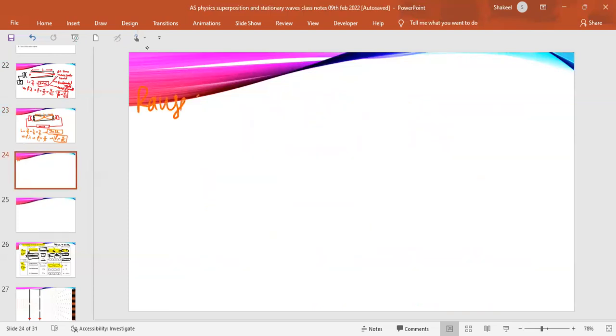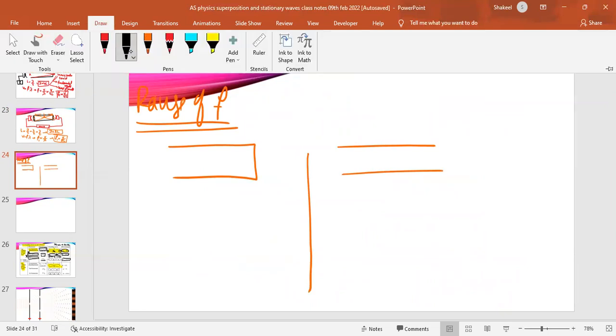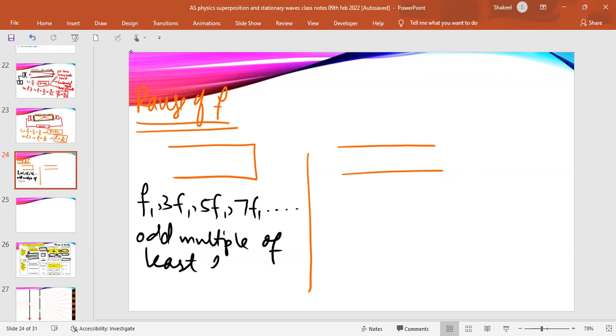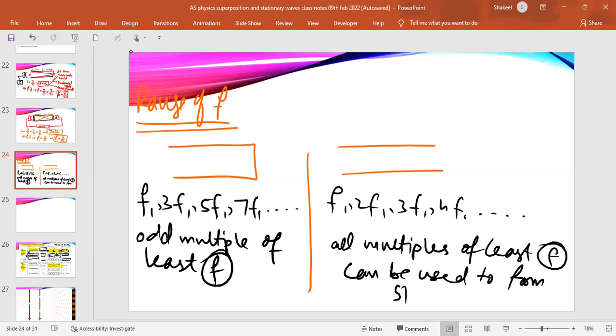Okay, now the other range of frequencies that can be there for these pipes, such that you can play those and the standing wave can form, is F1, 3F1, 5F1, 7F1, and so on. Like odd multiple of least frequency. Odd multiple of least frequency is required to produce standing wave. Over here, it is F1, 2F1, 3F1, 4F1, and so on. So all multiples of fundamental frequency, all multiples of least frequency can be used to form standing waves.